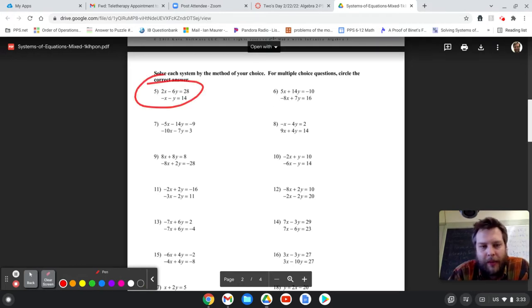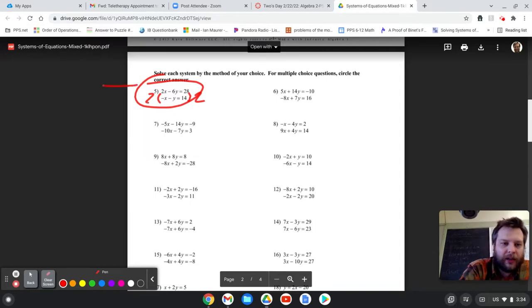If you look at this problem right here, what I want you to notice is that neither the x's match up nor do the y's match up. They are different numbers. However, I can make them match up. You are always allowed to multiply both sides of an equation by whatever number you choose. I'm going to choose to multiply the bottom equation by 2. Where did 2 come from? If I multiply the bottom equation by 2, then both equations are going to have 2x's in them.